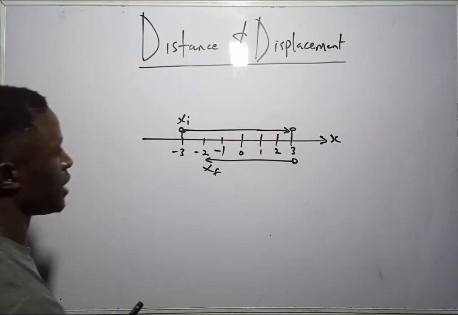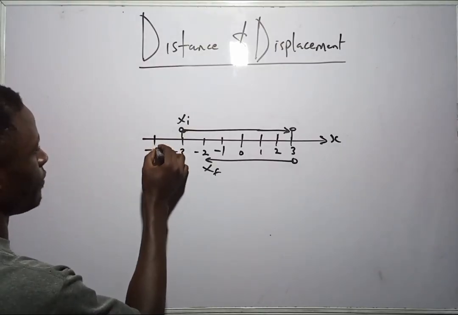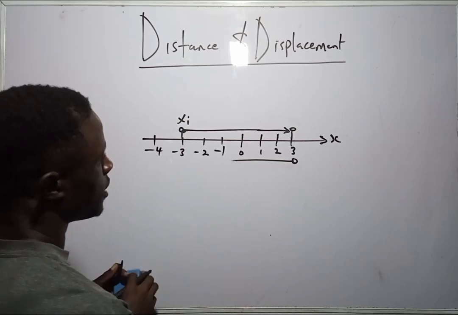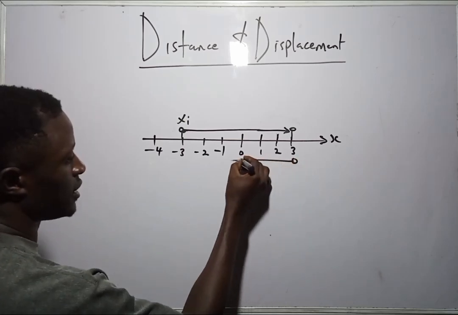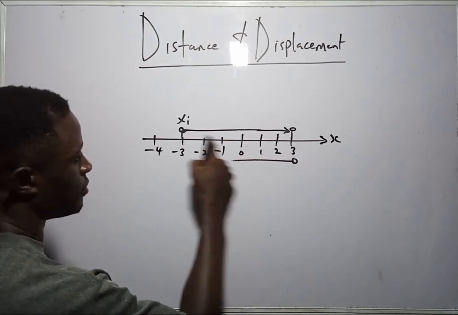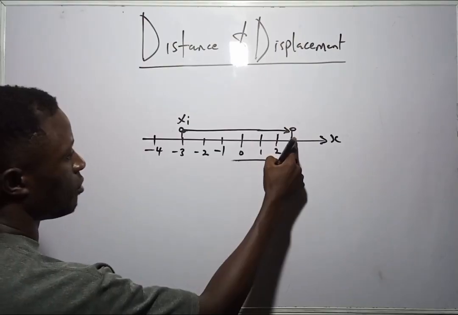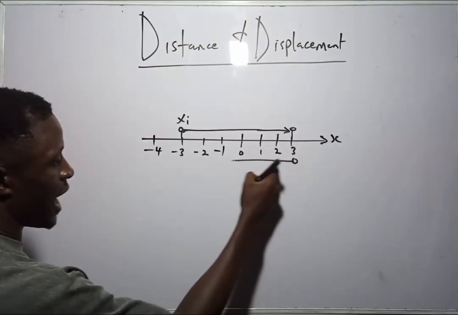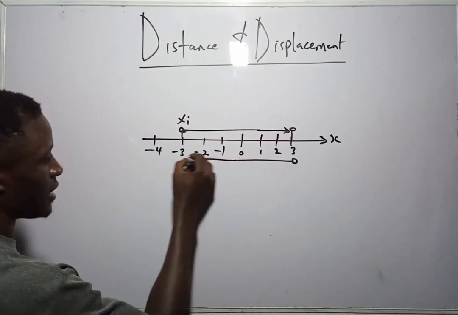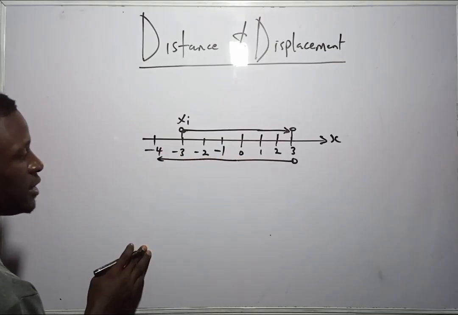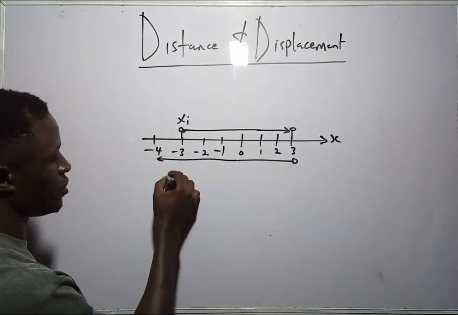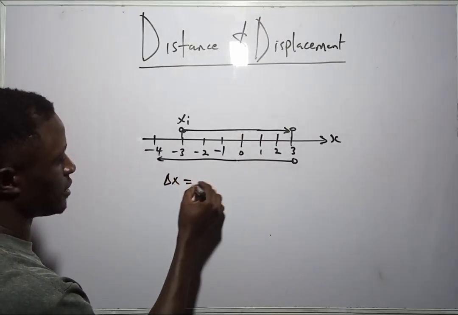Let us assume that we have -4 here, and this individual started from -3, moves in the positive x direction and stopped at +3, and came backwards and stopped at -4. What will be our new displacement? What will be our new distance?